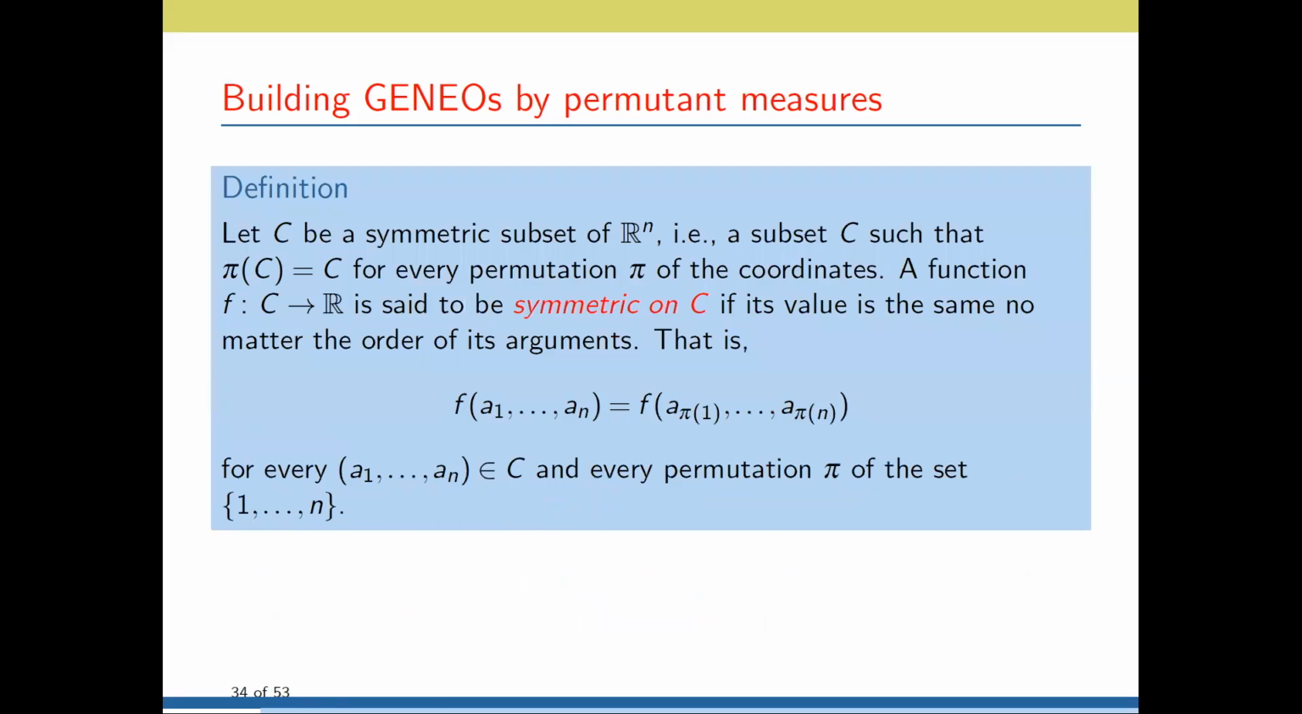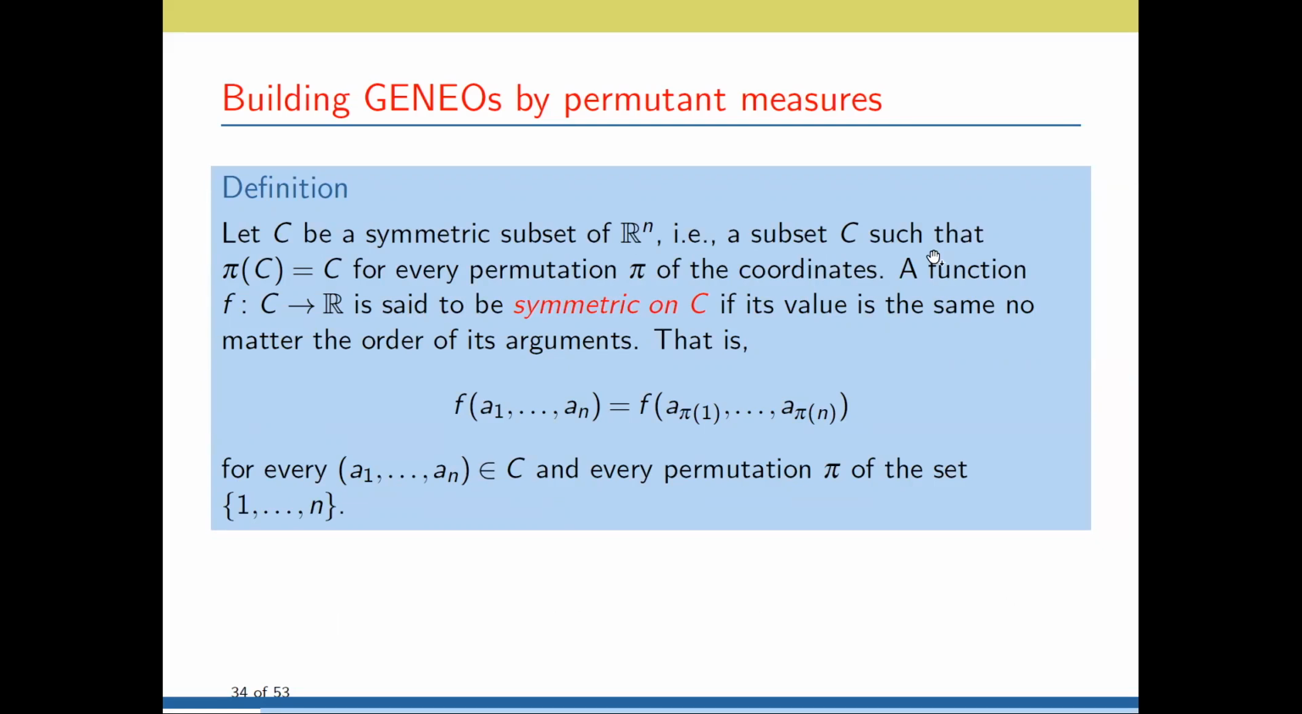Now, definition, I'm just recalling well-known definitions now. Let C be a symmetric subset of R^n, that is a subset C such that it is stable under every permutation pi of the coordinates. A function f from C to the real numbers is said to be symmetric on C.